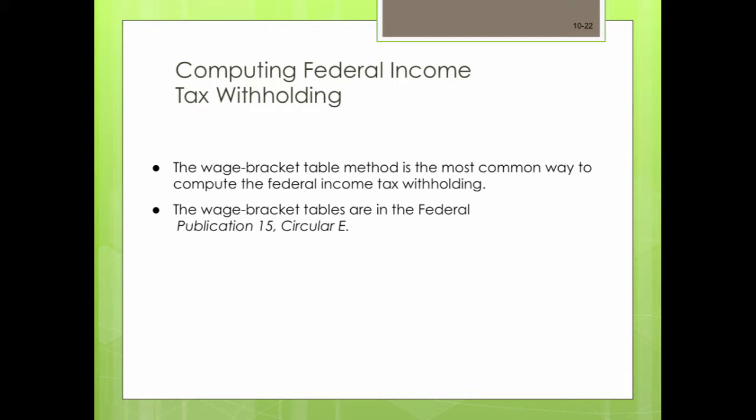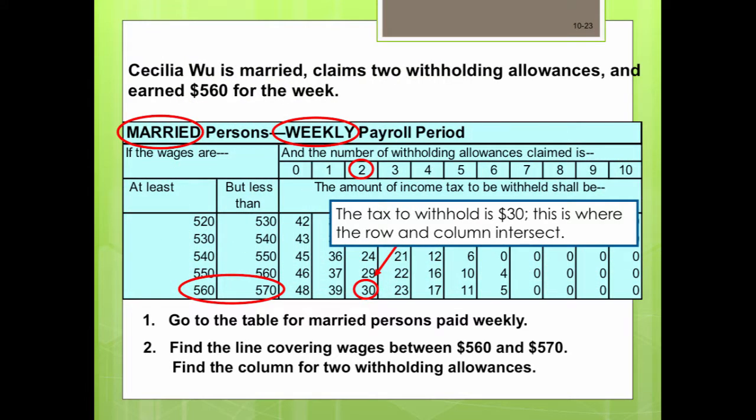So let's compute the federal income tax withholding. The way that we do that is the wage bracket table method, which is the most common way to compute the federal income tax withholding. And employers choose the proper table based on pay period and the employee's marital status. So let's show you what that looks like. We have an example here. We have Cecilia Wu, who is married, claims 2 withholding allowances, and earns $560 for the week.